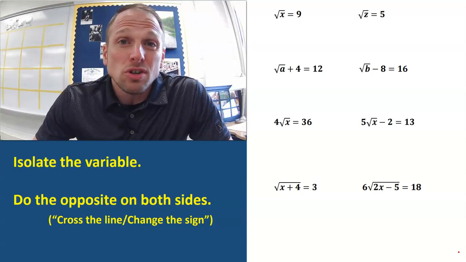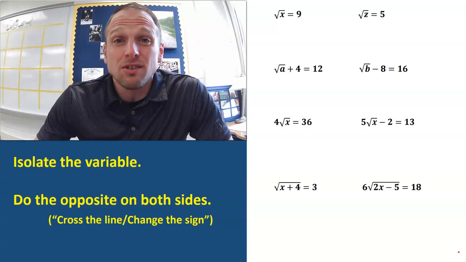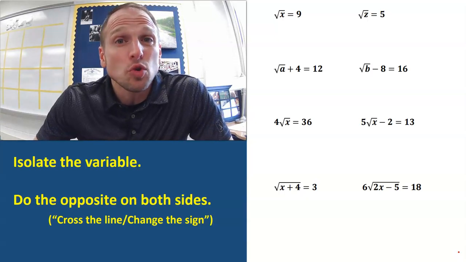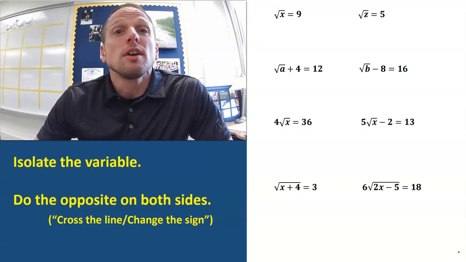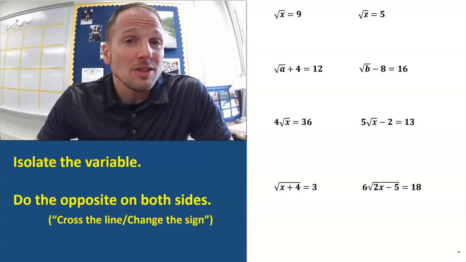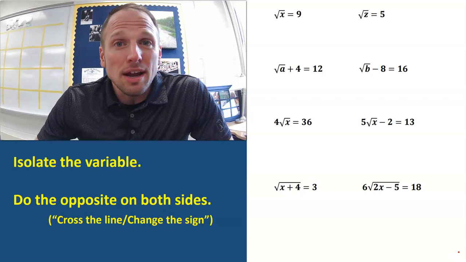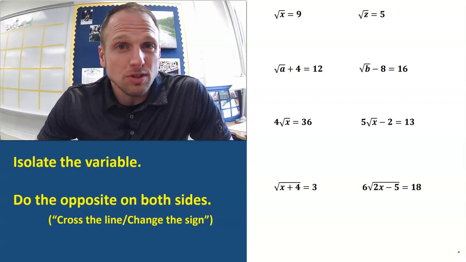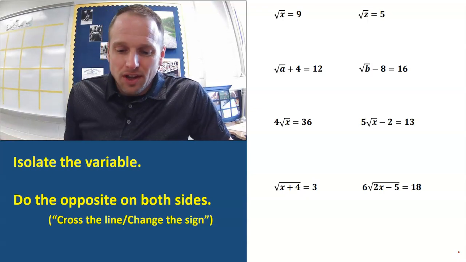And one of the things that's going to be key to understanding today is that the opposite of square root is square. All right, square and square root are opposites, just like add and subtract, just like multiply and divide. Square and square root are opposites. So let's get going. Let's look at this.